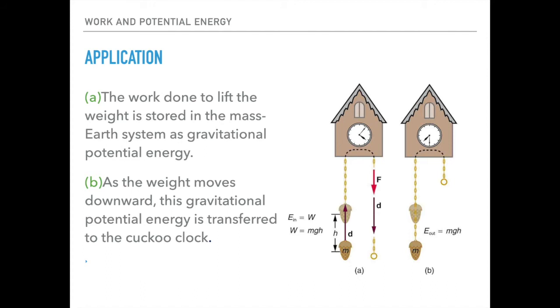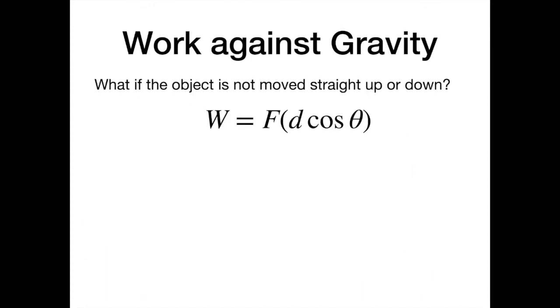And then as that weight moves downward, its potential energy is going to decrease, and that energy is used to power the clock. That was a simple example where the object was moved straight up or straight down, but you might ask, what happens if you move it at some sort of an angle?